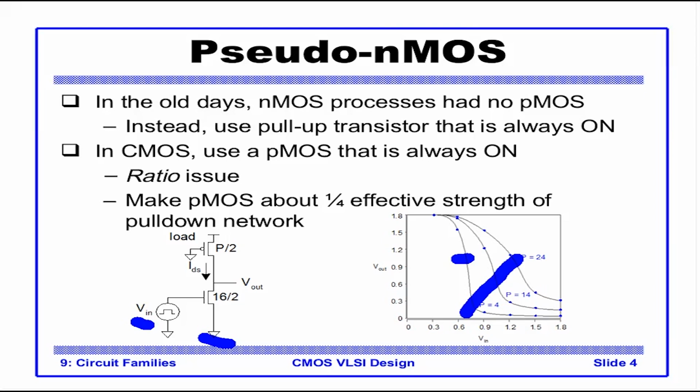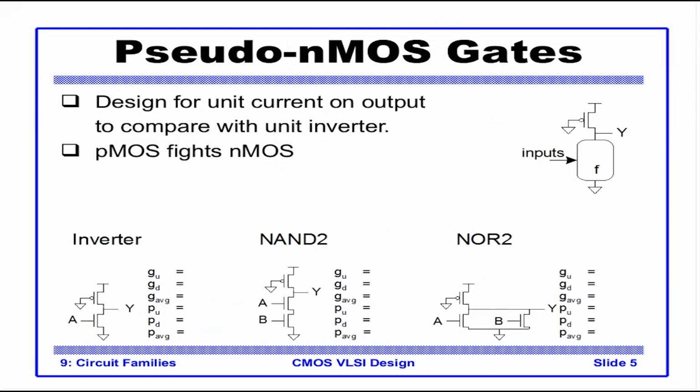Let's see the circuits. This is a typical structure of a pseudo NMOS. You have a pull-down network implementing function F. Your pull-up network is almost non-existent. The pull-up network is only a PMOS which is always on. So the logic function is implemented only by the NMOS pull-down network. What do we strive for in this case? We strive for unit current on the output to compare with the unit inverter.